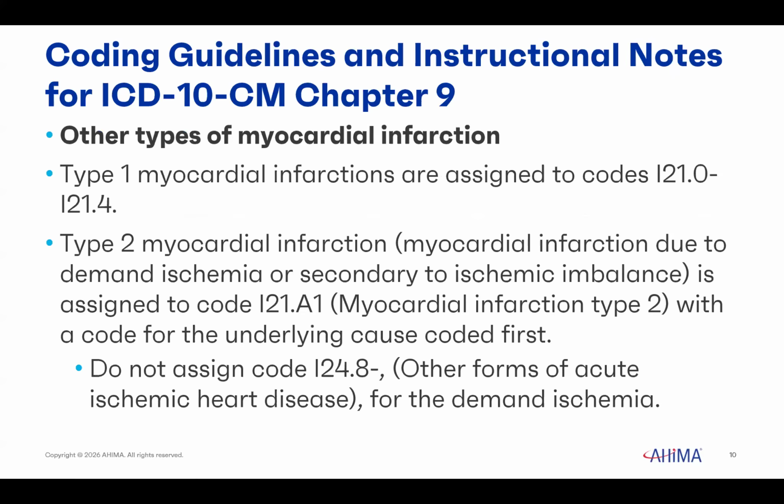Now we get into myocardial infarctions again. And again, we get into type 1 heart attacks. Type 1 is when there's a sudden blockage due to plaque rupture and a resulting clot. Type 1 myocardial infarctions are assigned to codes I-21.0 through I-21.4. Type 2 heart attacks, on the other hand, use I-21.A1, and you must code the cause first. We don't code this as I-24.8.